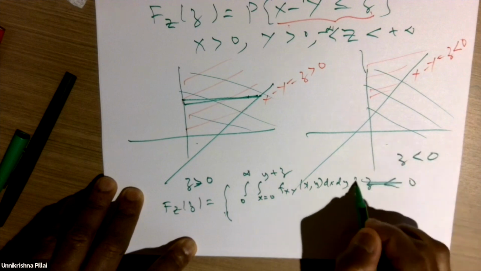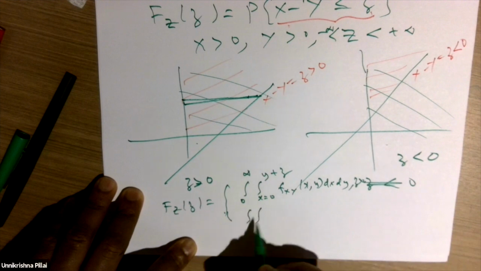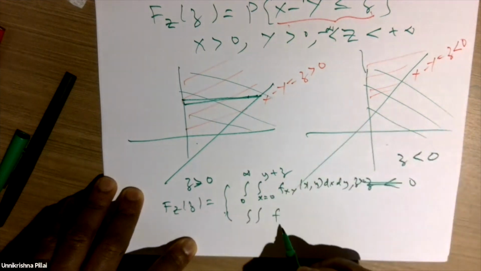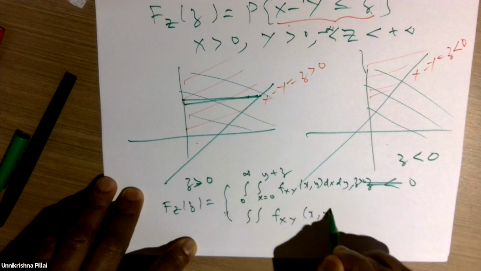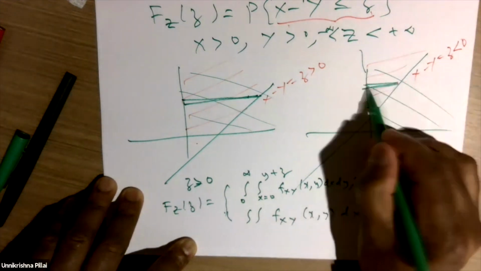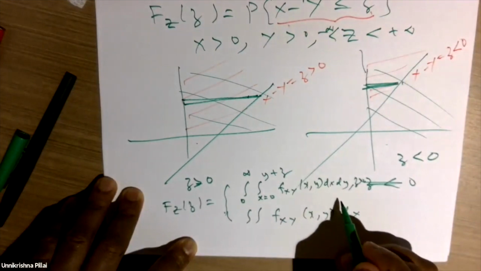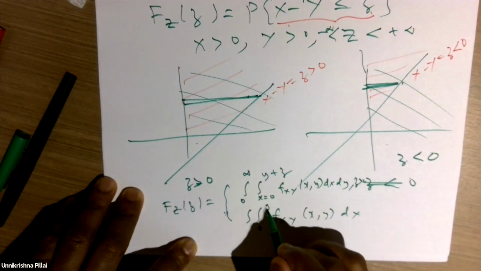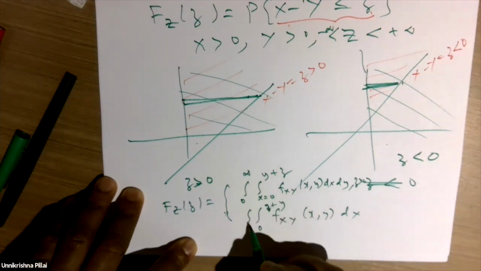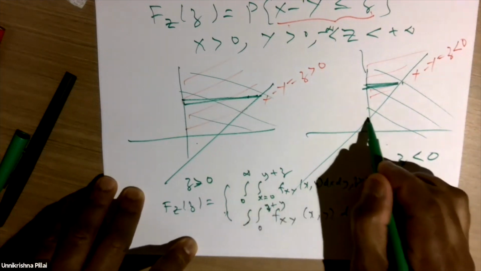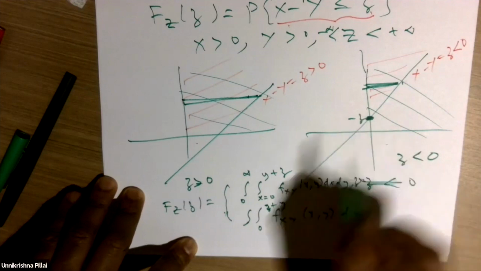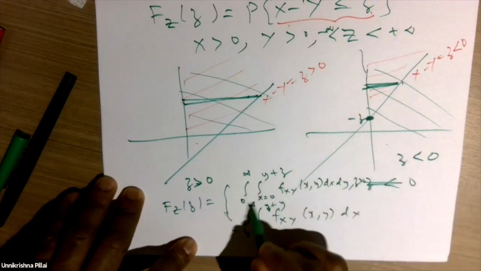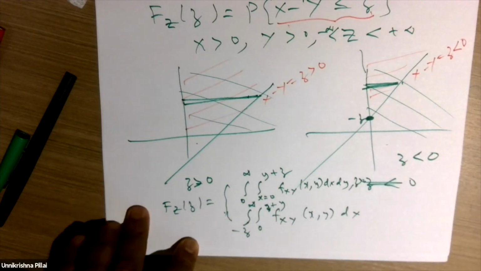This is for z positive. And the other case would be this case. So here x goes from zero to z plus y, same as before, and y goes from minus z to infinity. Very good. Minus z to infinity, not zero to infinity.